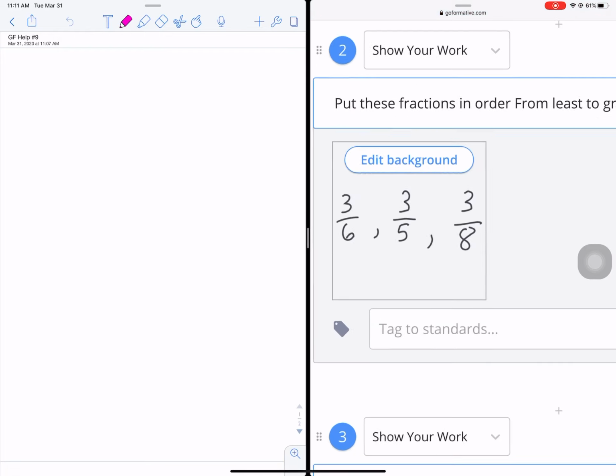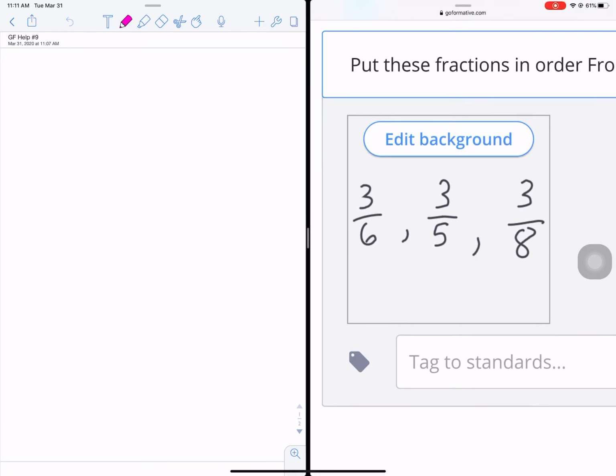So for example, we studied the decimals of those fractions, and we know 3/6 is 1/2 or 0.5. We know that 3/5 is 0.6, and 3/8 we learned was 0.375. Well, just saying those out loud, we can put them in order: 0.375, 0.5, 0.6. And that's kind of how we can know their order.